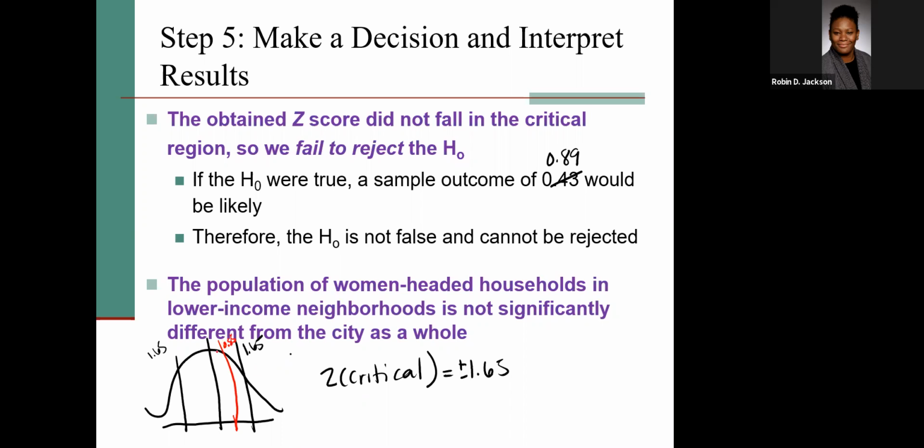0.85. Okay, I don't know how well you can see that, but as you can see, the 0.85, the red line, which is our Z obtained, does not fall in this region right here. So we fail to reject the null. And basically what we're saying is this population of women-headed households in lower income neighborhoods, they're not really different from the city as a whole. That difference that was found is really just due to chance, is what this answer is in this particular question.